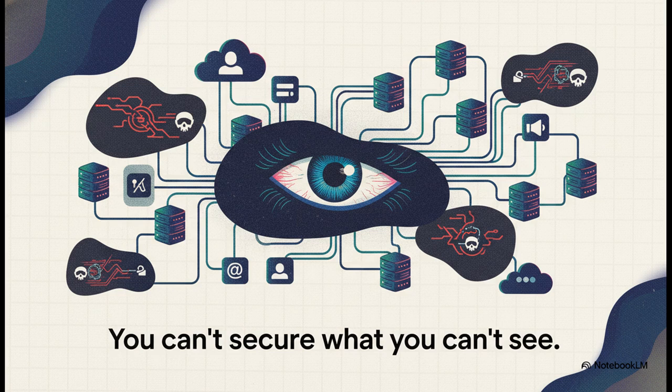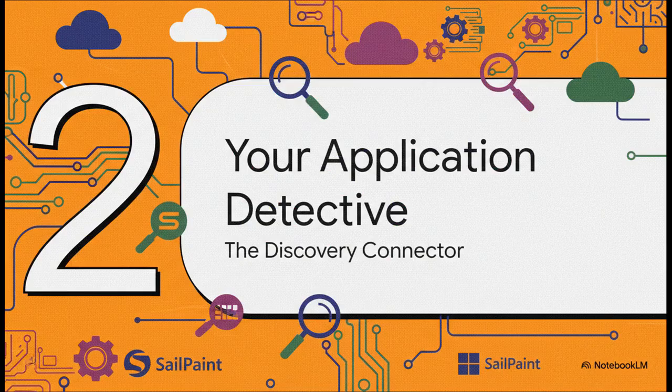And this really gets to the heart of it. Every app you don't know about is a blind spot. It's a potential backdoor, a place where data could be leaking, or a huge gap in your governance. It's pretty simple. You absolutely cannot secure what you can't even see. So, how do we get rid of those blind spots? Well, that brings us to Section 2.